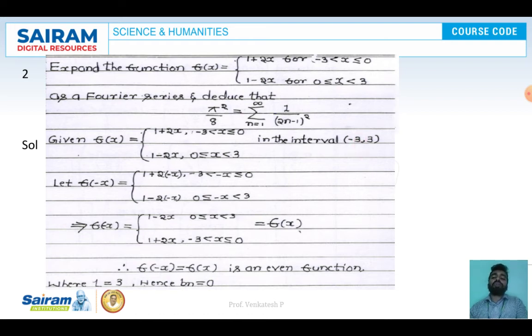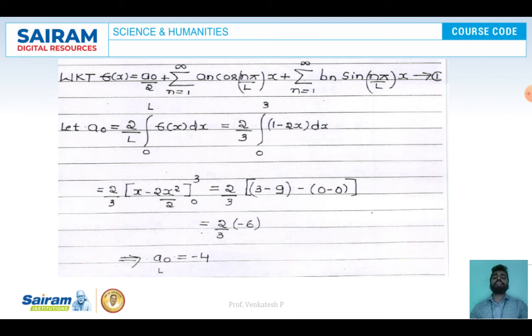So now to check whether the function is odd or even, I'm going to replace x with minus x. We got this equation. After simplifying, we got f of minus x is equal to plus f of x. So hence the function is an even function. Since the function is even, only bn will be 0. We have to find the coefficients a0 as well as an. So we'll find a0 first. So first take the main formula.